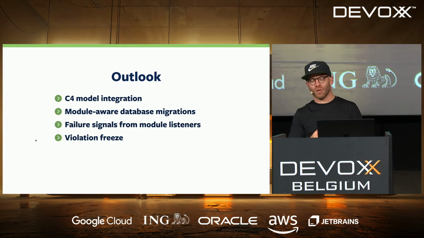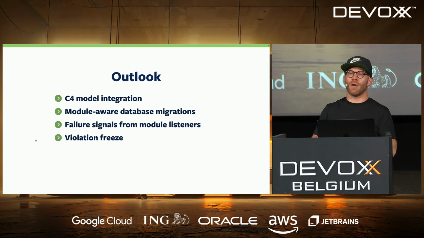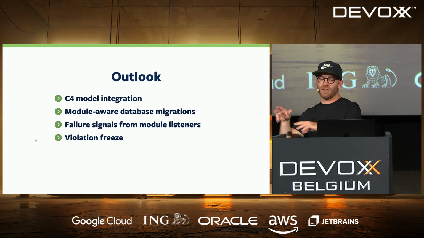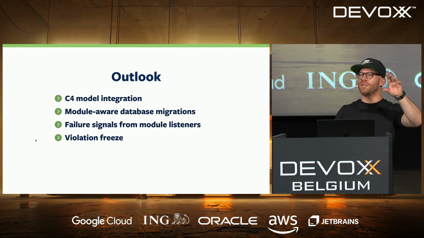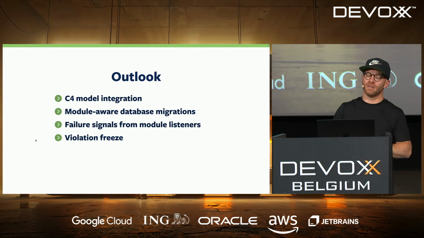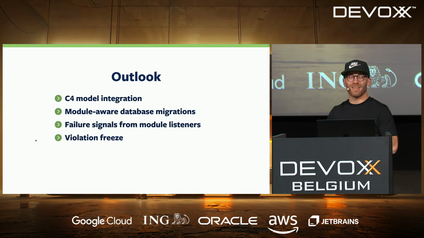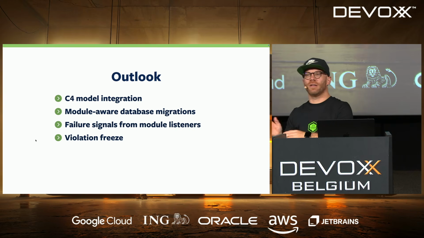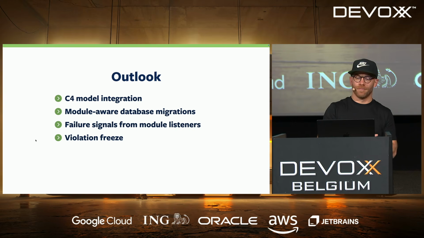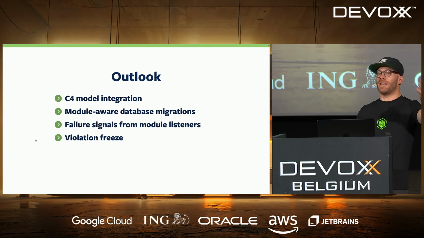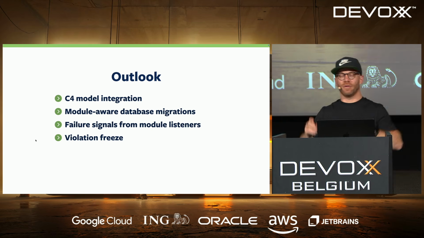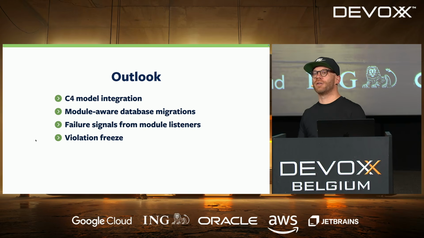There's a lot more stuff coming. In the same way that we derive the documentation we have, we want to derive C4 DSL snippets for you to include in your C4 descriptions. Database migrations per module is something I want to look into. Then failure signals for module listeners, so that listeners can send out an event in case they fail for whatever reason. If they catch an exception because they can't talk to the SMTP server, they could throw an event and you could work from that.